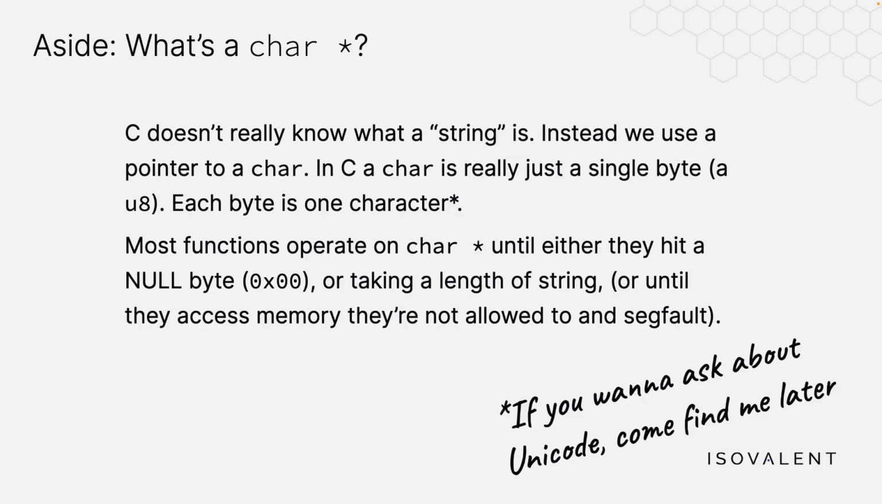And before we go ahead, you might be wondering what this char star stuff is about. For those of you less familiar with C, C doesn't really know what a string is. It knows what a character is, or rather it thinks a character is a single byte. So the way C understands whether or not a string has ended is typically they will either just have a null byte at the end, a null terminated string, or they'll have a specific length of a string that they will read, or they'll just segfault. If you want to talk about Unicode and how this works for Unicode, send me a message after this or send me an email or something, because that's a whole different thing.